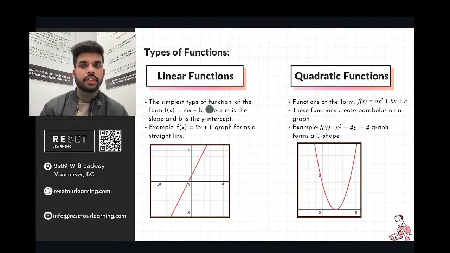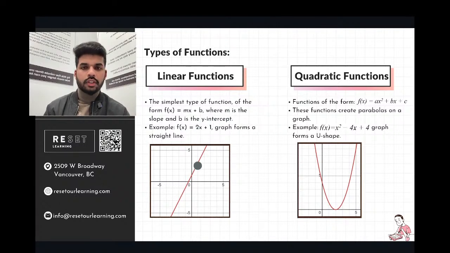So types of functions. There are multiple functions. This is just two examples. We can have an infinite number, but this is something basic you're going to see in the very beginning. So linear function is something which we just saw. It's a line, basically, as the name suggests. This is the simplest type of function, of the form mx plus b, where m is the slope and b is the y-intercept.